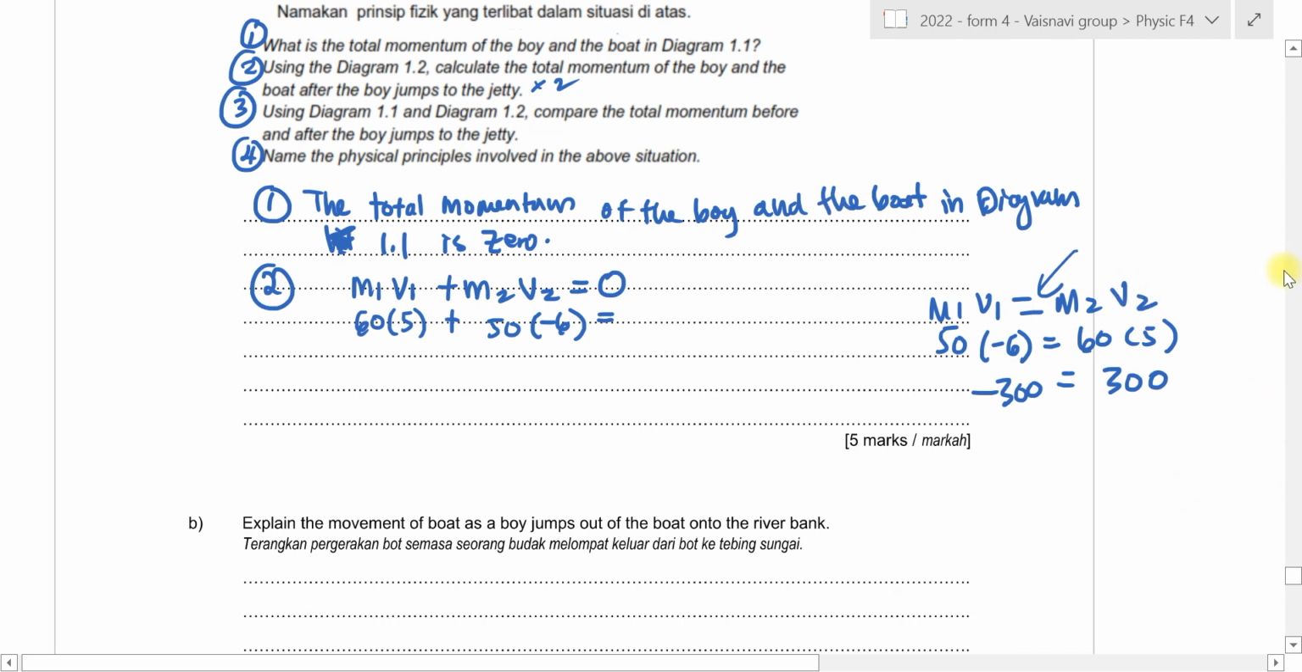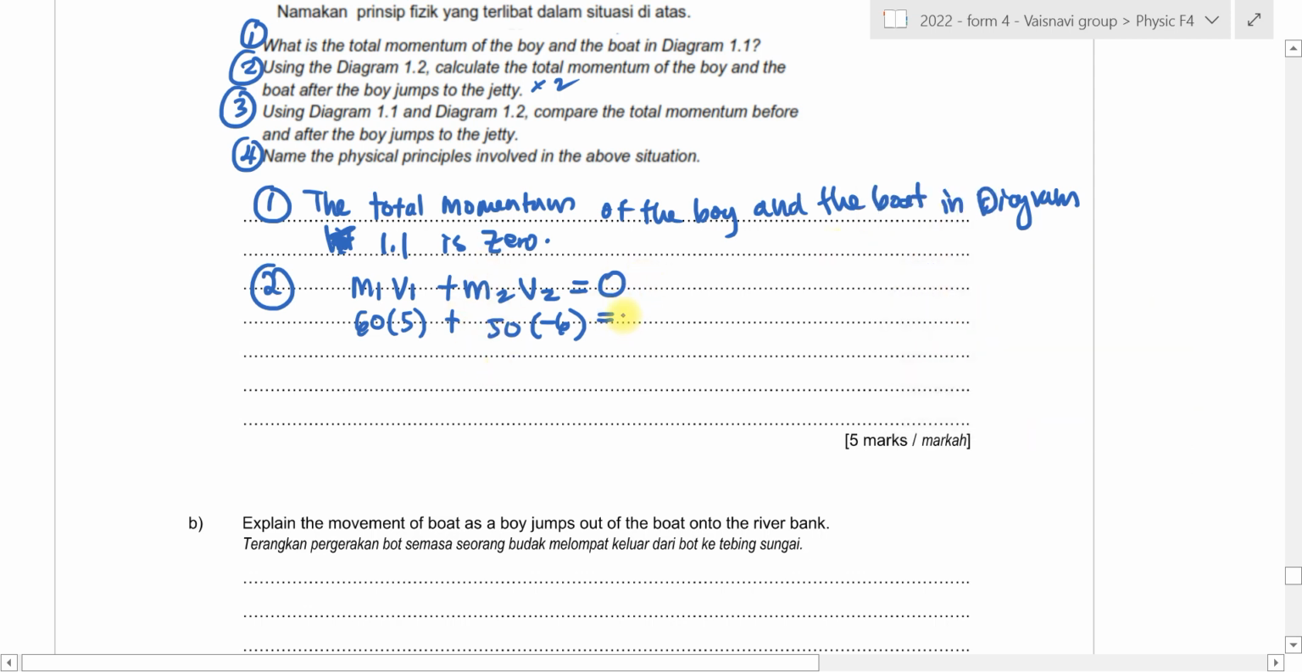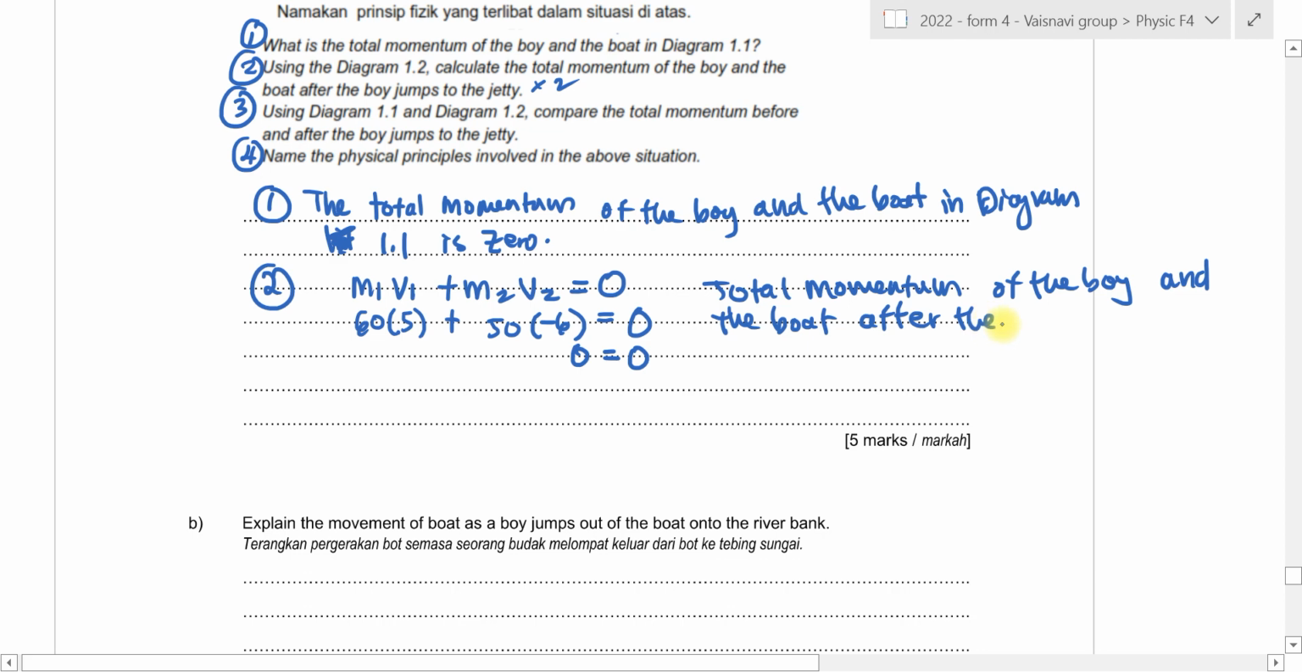Okay, although we know the explosion punya benda memang macam ni. Okay, always try to do this one. So that you know 0 is equal to 0 here. Okay, because this is 300 minus 300, 0. So, total momentum of the boy and the boat after the boy jumps to the jetty is 0.